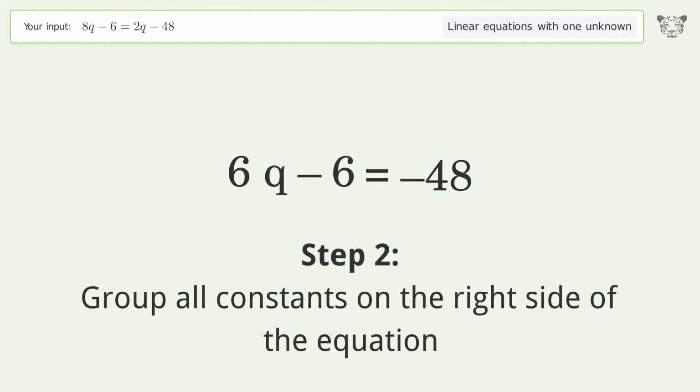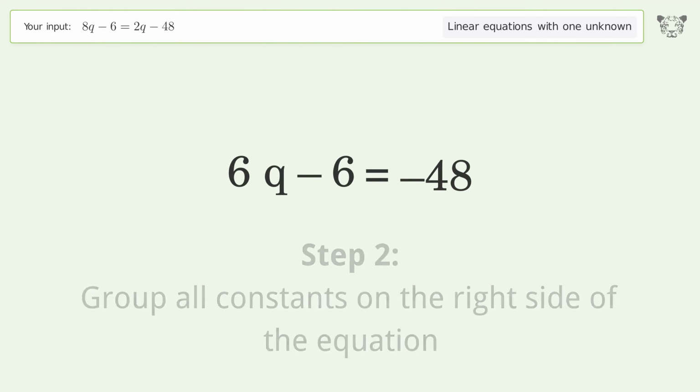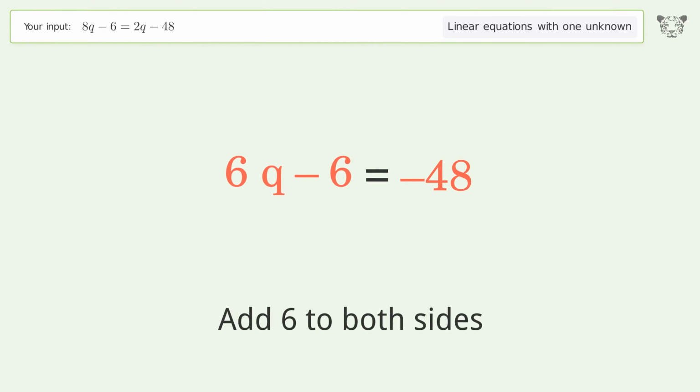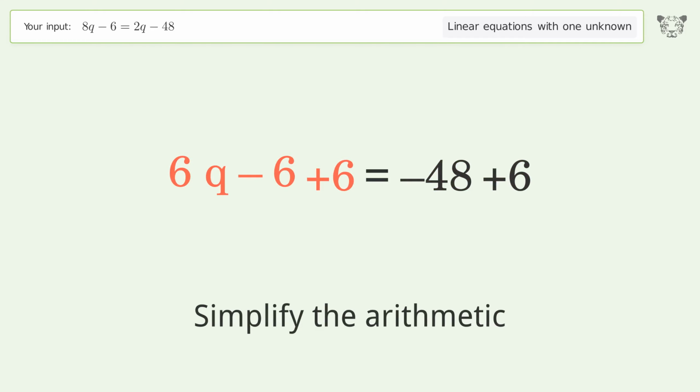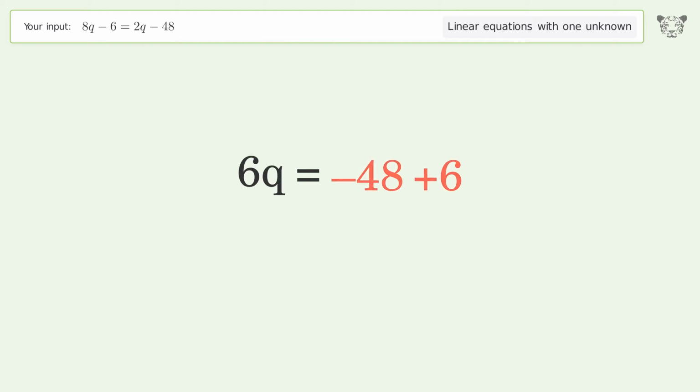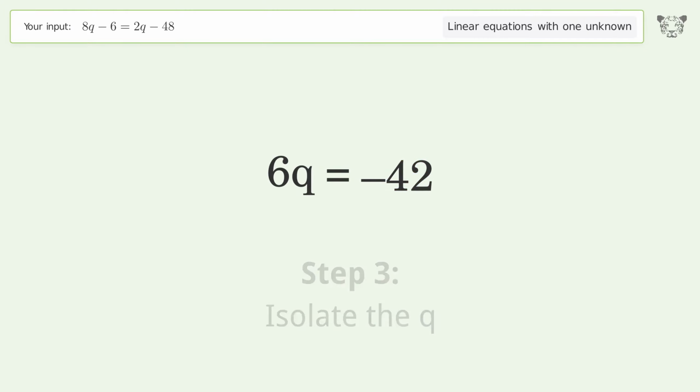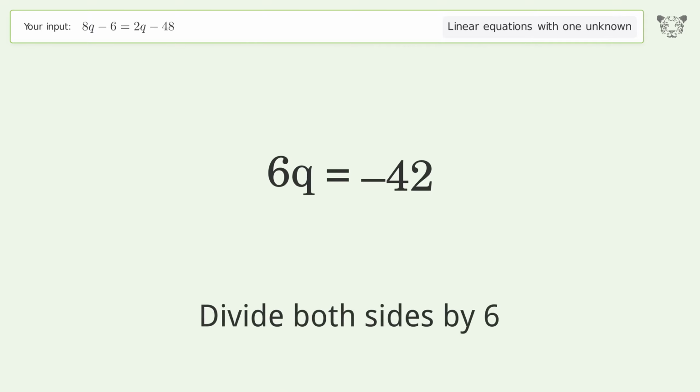Group all constants on the right side of the equation. Add 6 to both sides. Simplify the arithmetic. Isolate the q. Divide both sides by 6.